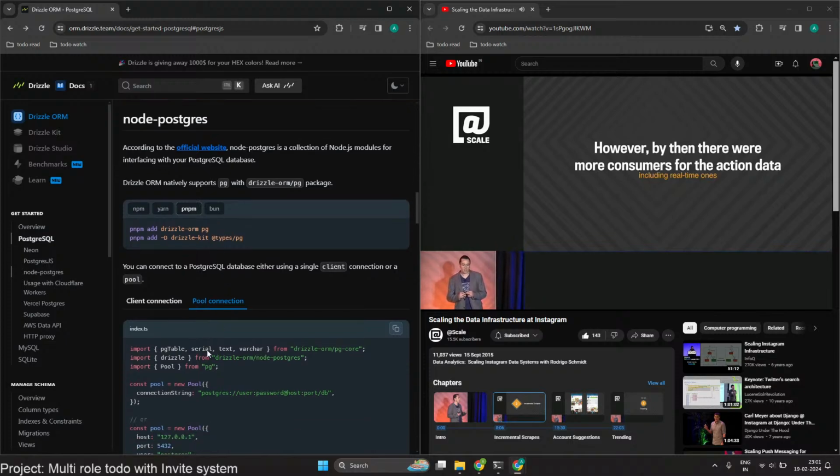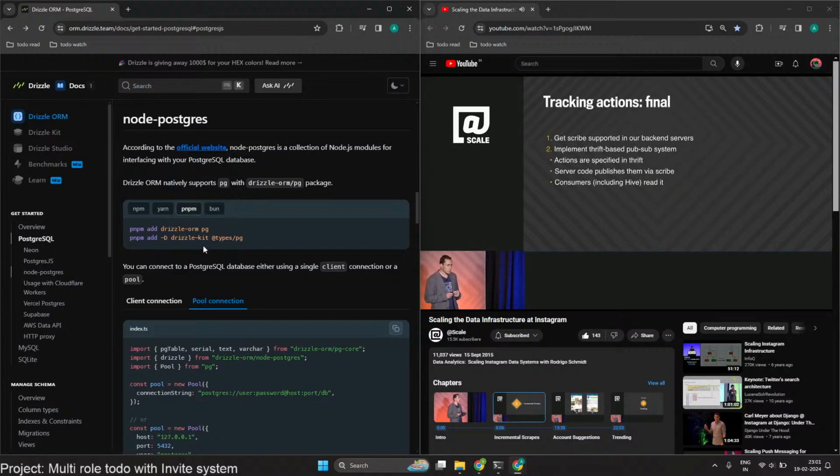But at that point, we had not more people, but more systems that were interested in reading from that data in real time. There were more consumers of the Instagram action data. And so we decided to go with a different proposal. So at that point, the problem was bigger than just logging those actions and having them in Hive.